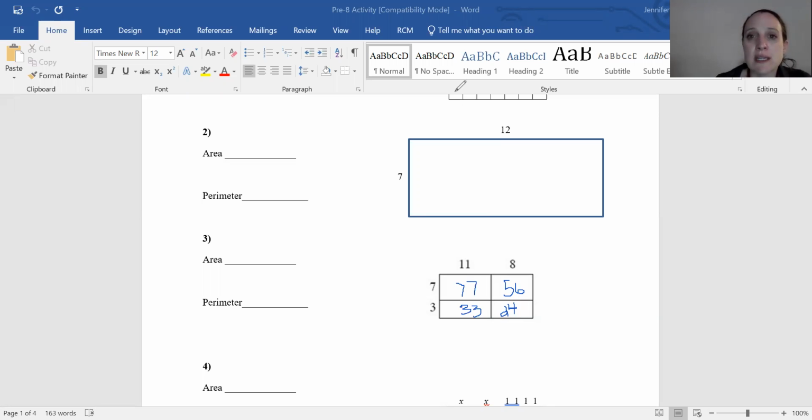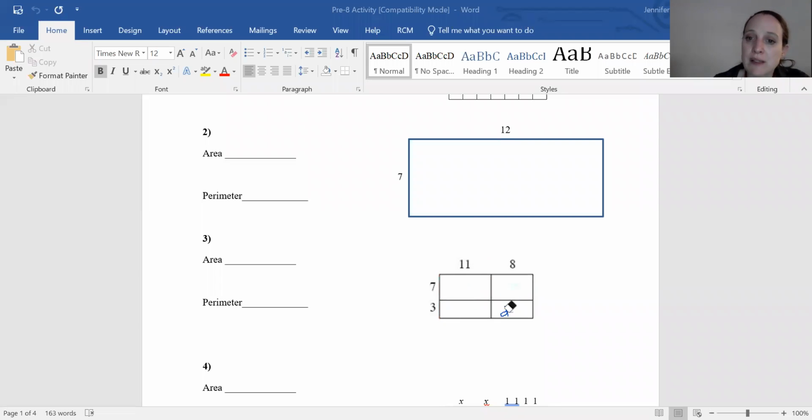If you chose to see it like this, which is another unique way of doing it, this whole distance is 11 plus 8, which gives us 19. And this is going to be 7 plus 3, which is 10. So you could do 19 times 10 as well. Either one of those ways you can find that area.